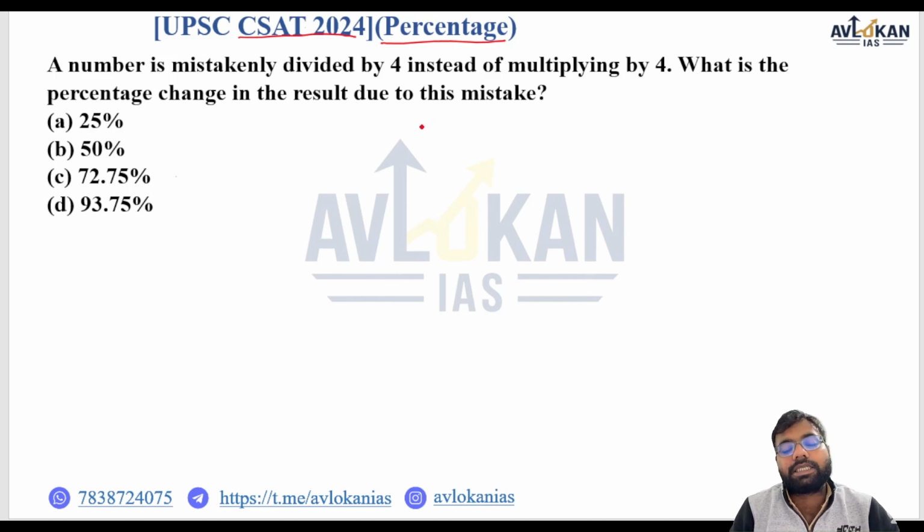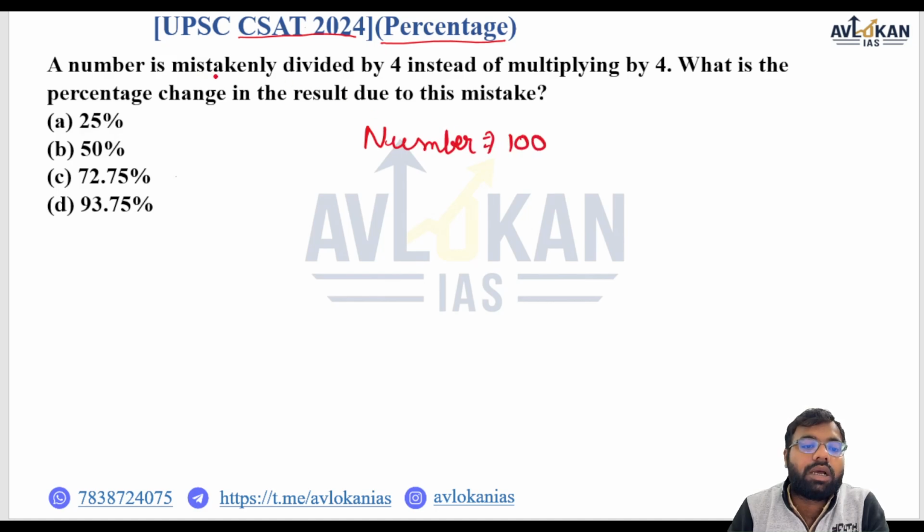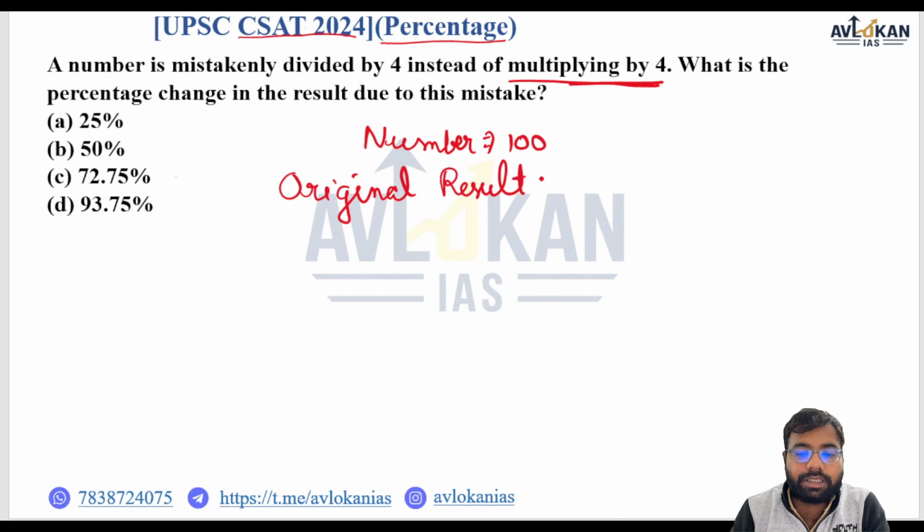So जब भी हमें percentage का question आया, so we will try to take the number as 100. Here also we are taking the number equals to 100. होना क्या चाहिए था, इंस्टेड ऑफ मल्टीप्लाइंग बाई 4 ओरिजिनल रिजल्ट क्या होना चाहिए था, मल्टीप्लाई इट विथ 4, दैट मीन्स 4 into 100, दैट इज 400.